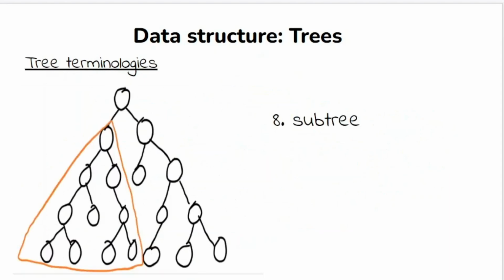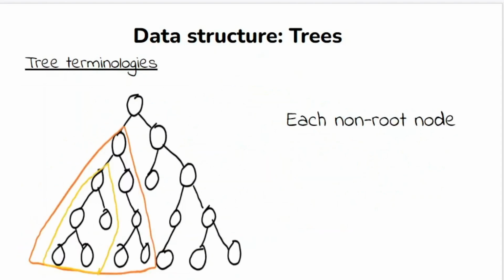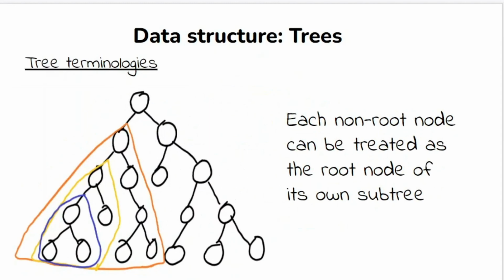And then we also have the subtree. Every node can be treated as the root node of its own subtree. So basically, if you detach it from the tree, the highlights show that, okay, this is a separate tree on its own. Once it's detached from the root node, it can act as a root node of its own and still be self-sustained. This can be described as a subtree.